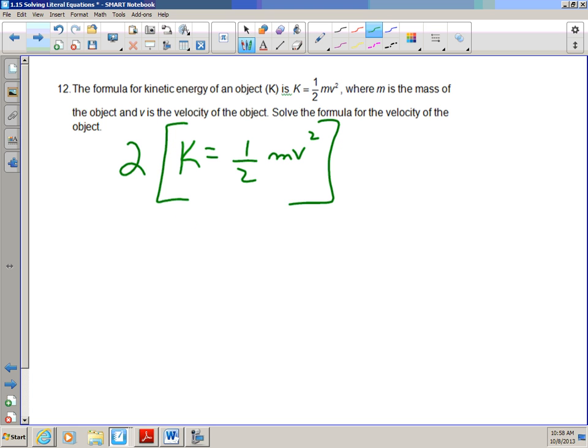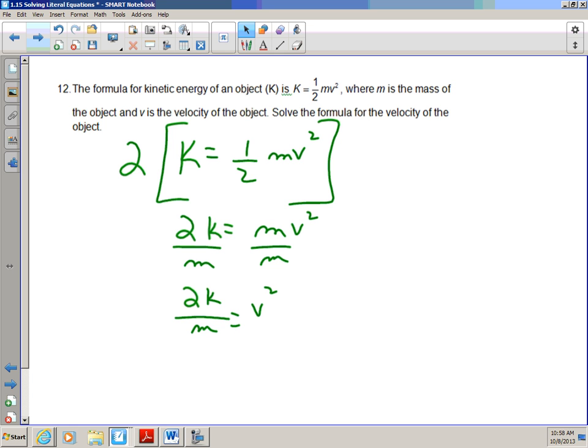How do I get rid of that? Multiply by 2. 2 times a half is 1. So it leaves me with mv squared. What's still attached to the v? m. By what operation? Multiplication. How do I undo that? Inverse operation of division. Now, I still haven't gotten v by itself.